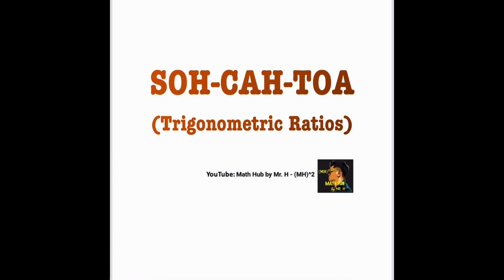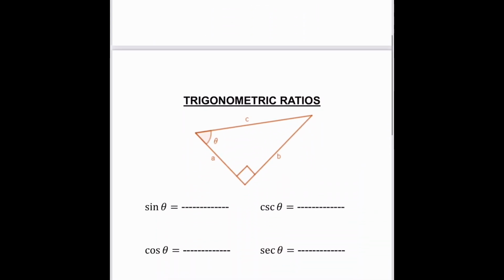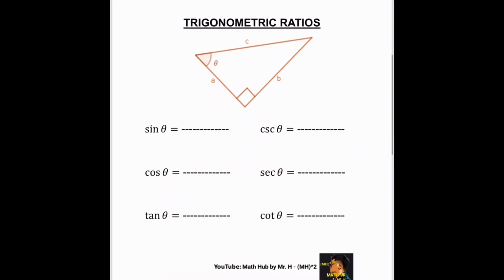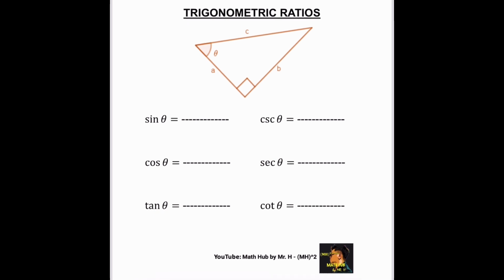Alright, so what are trigonometric ratios? Well, they are just comparisons between the sides of a right angle triangle. These ratios help us find missing angles and sides using three magic words. These are the sine, cosine, and the tangent.